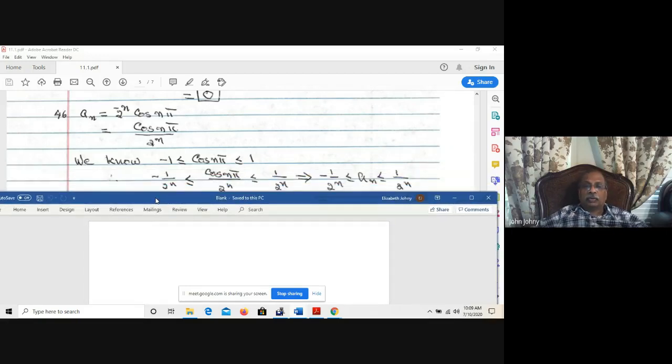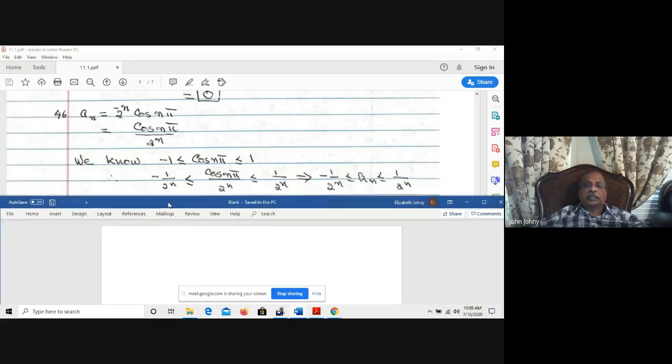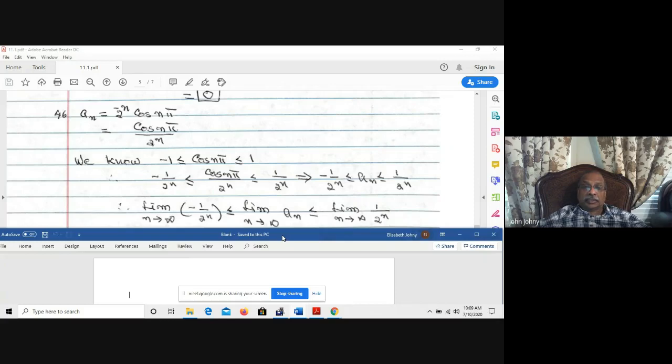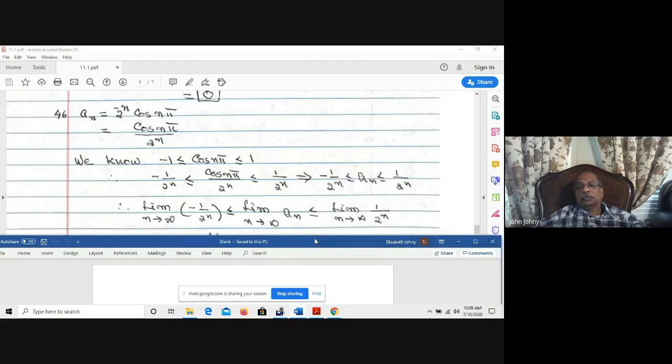And now divide all the 3 terms by 2 to the n. That is negative 1 over 2 to the n less than or equal to cos n pi divided by 2 to the n less than or equal to 1 over 2 to the n. That is negative 1 over 2 to the n less than or equal to a_n less than or equal to 1 over 2 to the n. So find the limit on all the 3 terms. Limit as n approaches infinity of negative 1 over 2 to the power of n less than or equal to limit as n approaches infinity of a_n less than or equal to limit as n approaches infinity of 1 over 2 to the power of n.